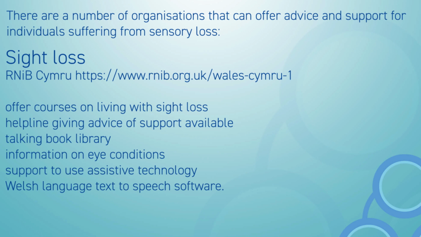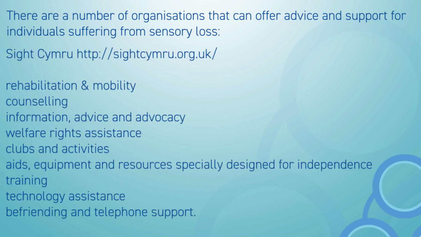Sight loss. RNIB Cymru can offer courses on living with sight loss. They have a helpline giving advice of support available, talking book library, information on eye conditions, support to use assistive technology, Welsh language text-to-speech software. Sight Cymru offer rehabilitation and mobility, counselling, information, advice and advocacy, welfare rights assistance, clubs and activities, aids, equipment and resources specially designed for independence training, technology assistance, befriending and telephone support.